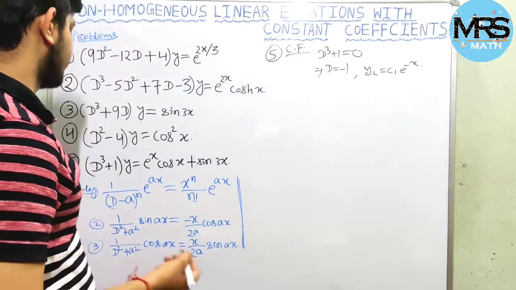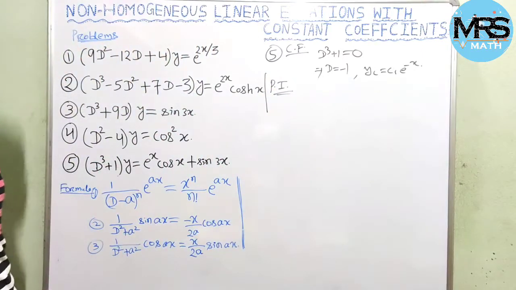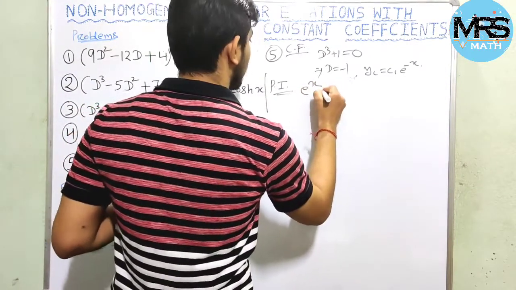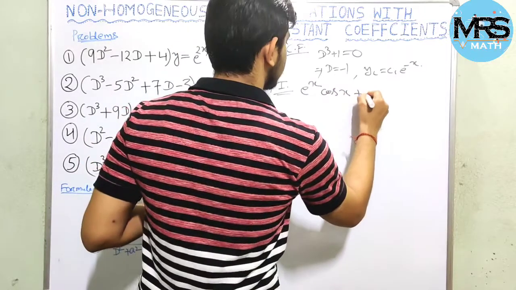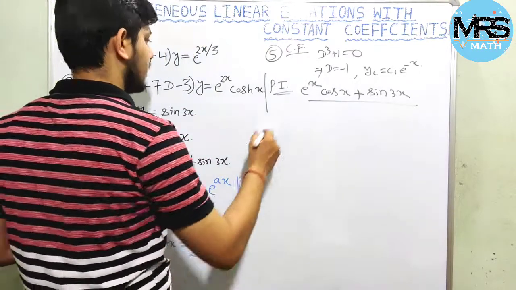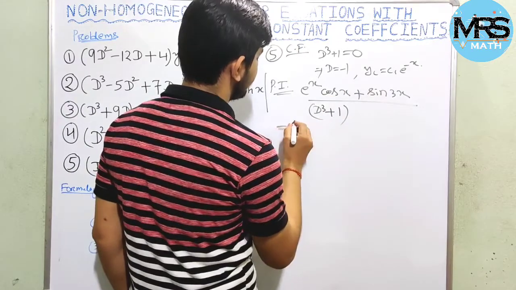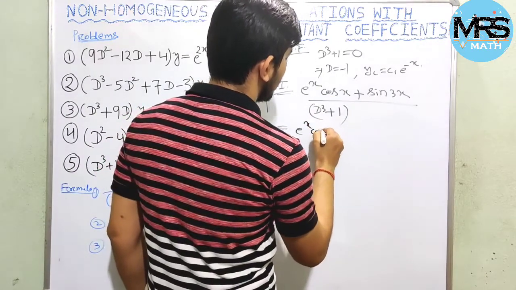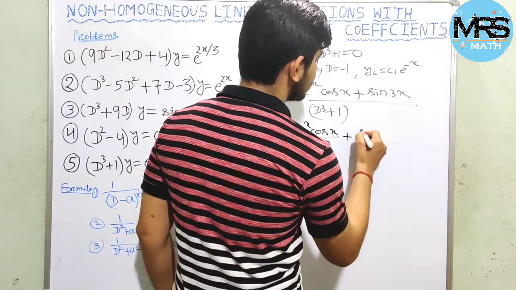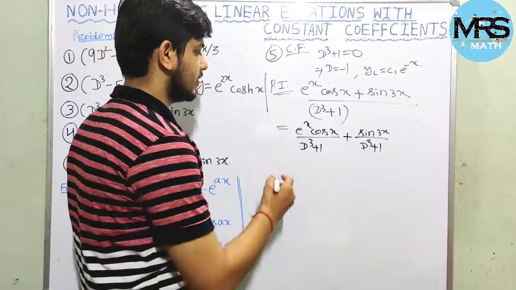So that is not a problem, but for the particular integral, when we are finding it, it may create a problem, but we will see. Okay, so that is e to the power x cos x plus sin 3x, divided by D cube plus 1. The next step will be e to the power x cos x over D cube plus 1, plus sin 3x divided by D cube plus 1. Okay, there is no problem.